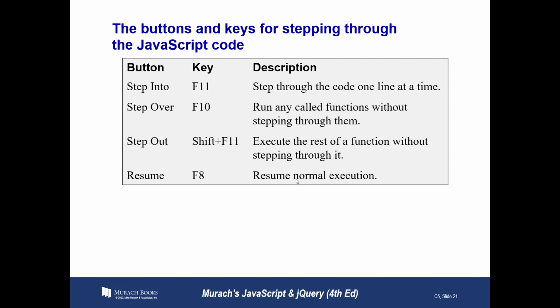Notice it says run any called function without stepping through them. So if you had a function that was going to loop through something 1,000 times, you probably wouldn't want to go and hit F11 1,000 times. So you could hit F10 and have it just jump through that.